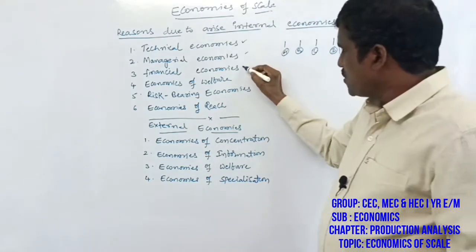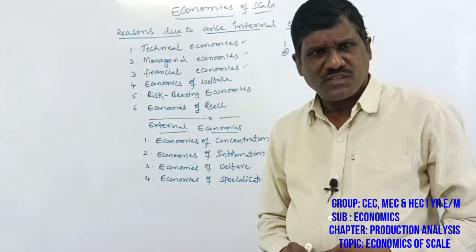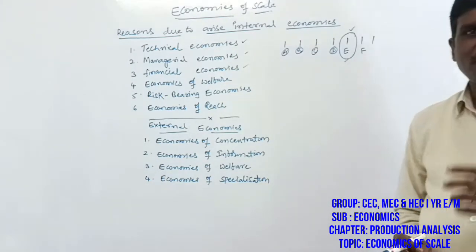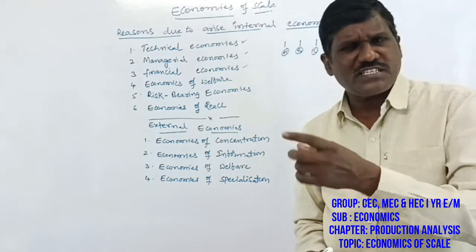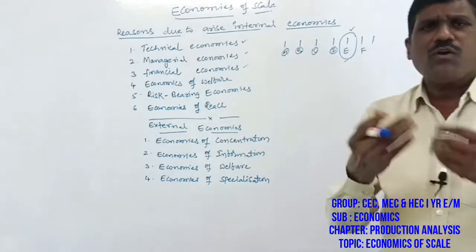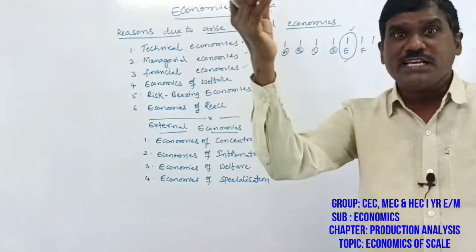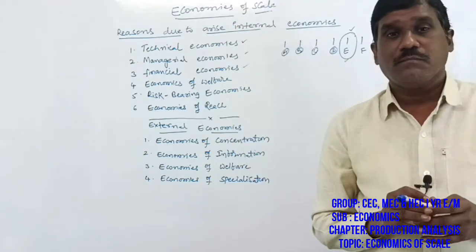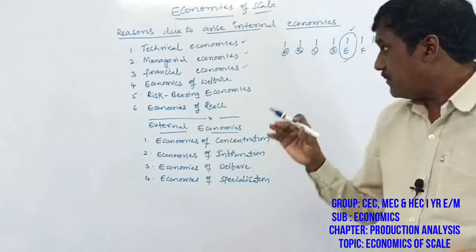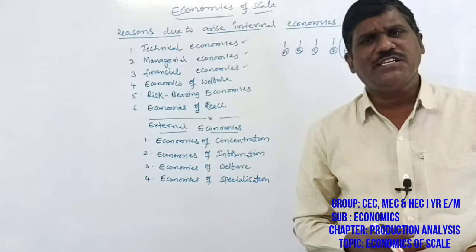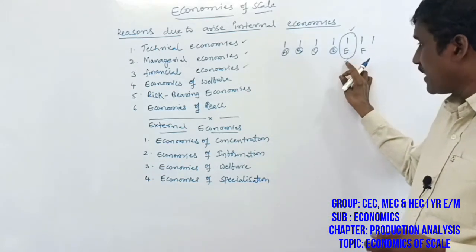Then financial economies. Yes, the E firm is getting more profits by getting loans and borrowing funds at a low rate of interest. The E firm gets more loans and borrows more funds from various sources at a low rate of interest, so it gets more profits. But the remaining firms do not have such talent or carry out such activities, so they have low productivity. So this is also one of the causes.